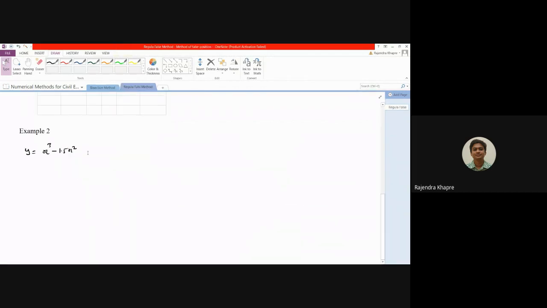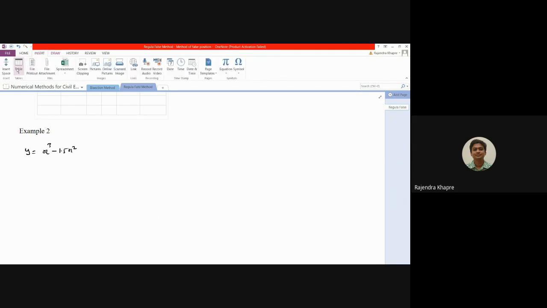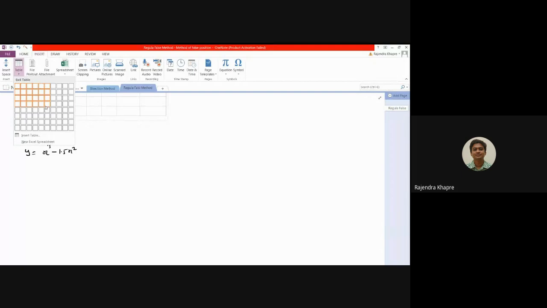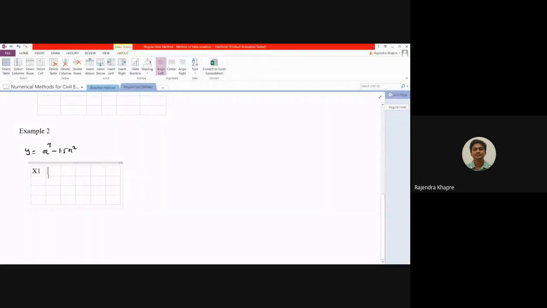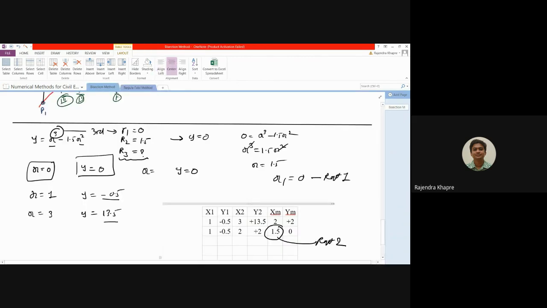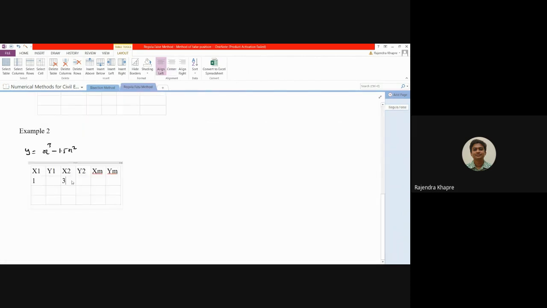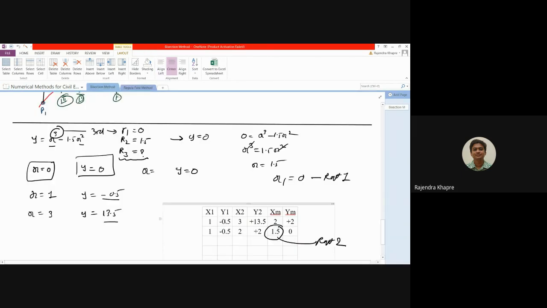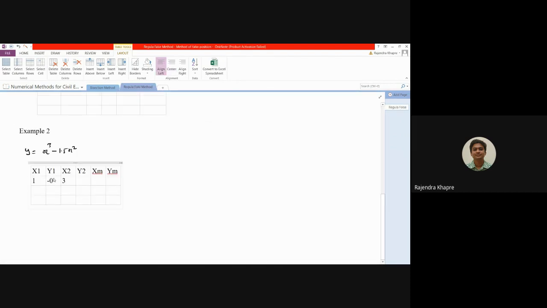Let us try once again with this, and I'm just going for the table. This is 1 2 3 4 5 6. This should be sufficient. This is x1, this is y1, this is x2, this is y2, this is xm, and this is ym. Last time we chose 1 and 3 as guess roots. So this is 1 and this is 3, and the corresponding y1 and y2 were minus 0.5 and 13.5.